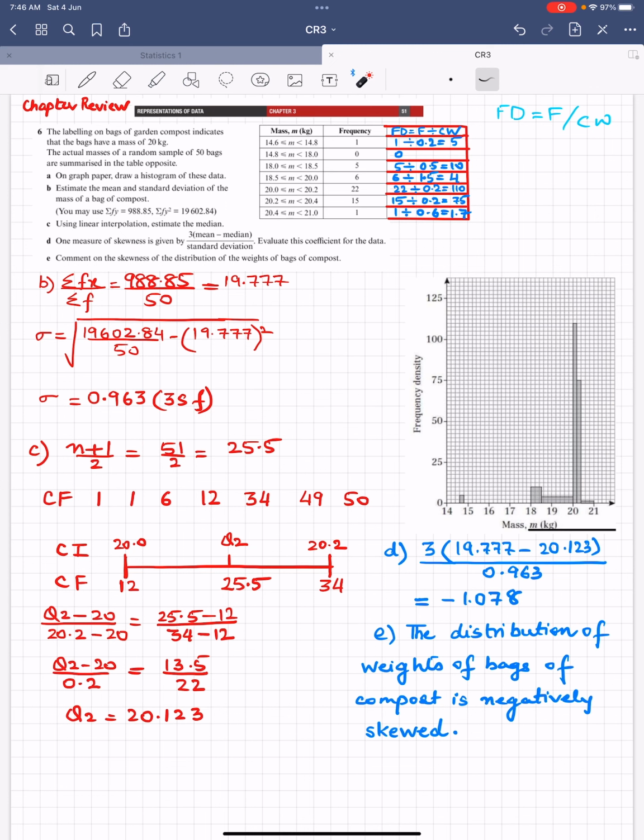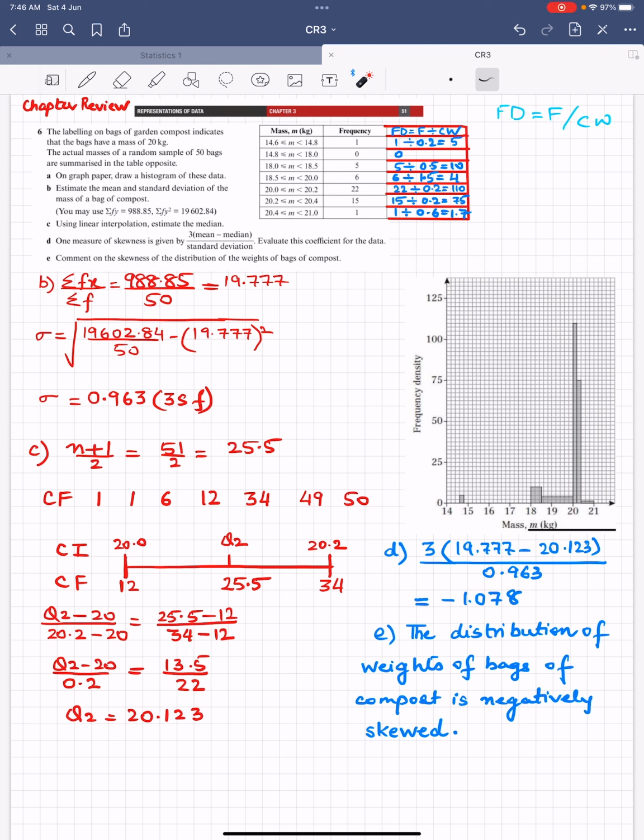Moving on to part D, one measure of skewness is given by 3 times (mean minus median) divided by standard deviation. So we can calculate whether the data is positively skewed or negatively skewed by using the formula which is given in part D. We just need to plug in the values. So 3 times (the mean minus the median) divided by the standard deviation, and we get a negative value, and that is our answer for part D.